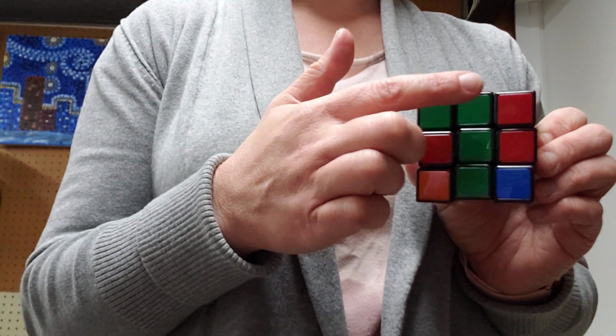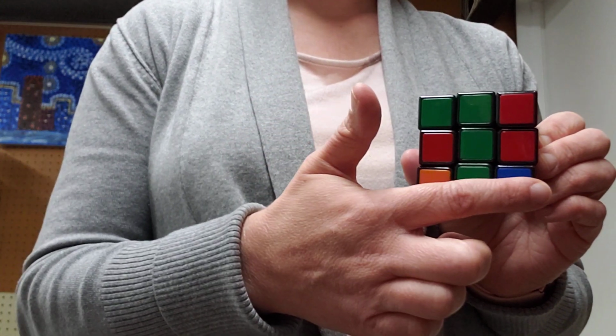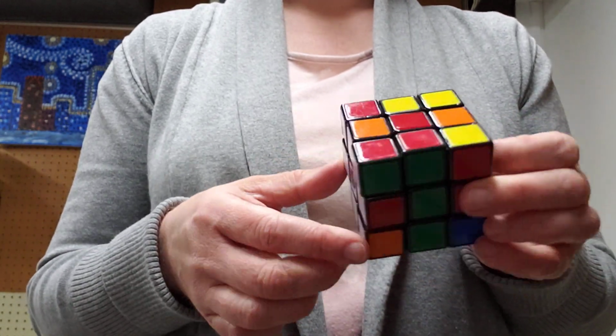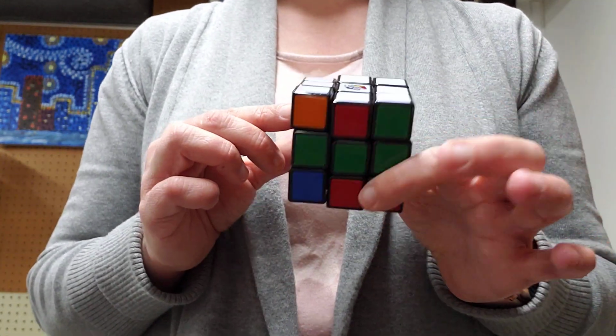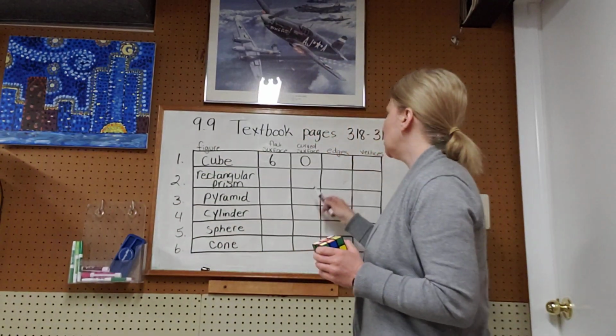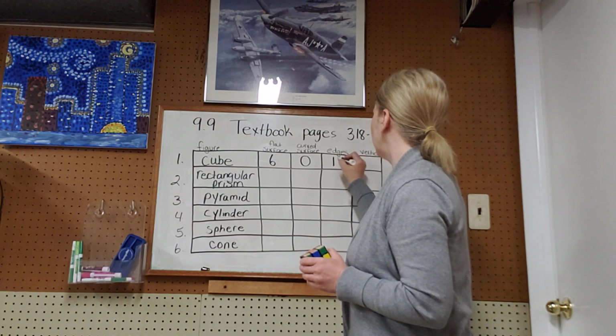9, 10, 11, 12. Is that right? So there should be 12 edges for a cube.